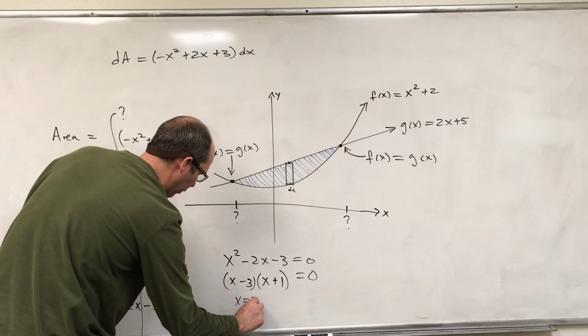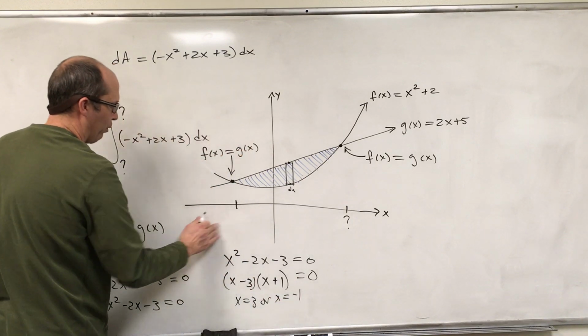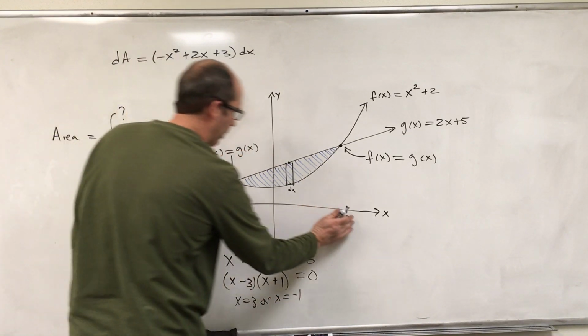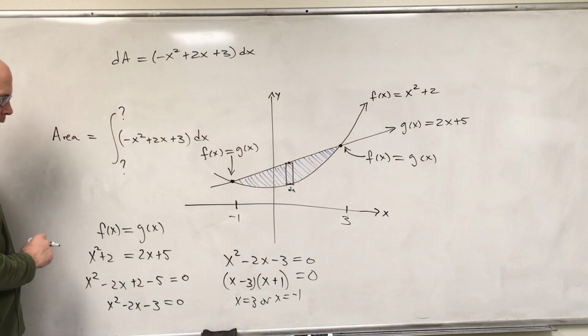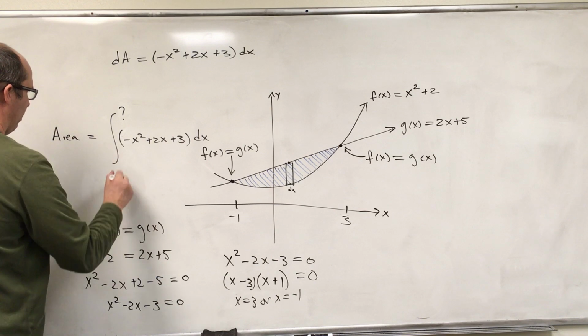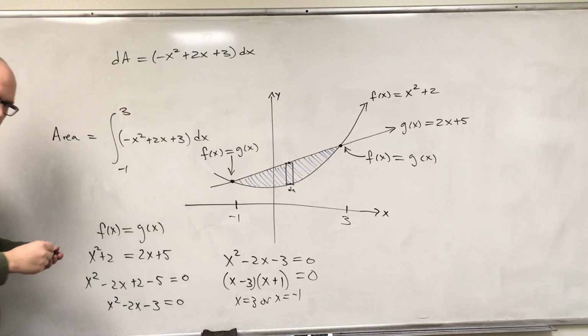So x equals 3 or x equals negative 1. So that's the negative 1, it has to go there, and the 3 goes there. So negative 1, 3. And now we compute.